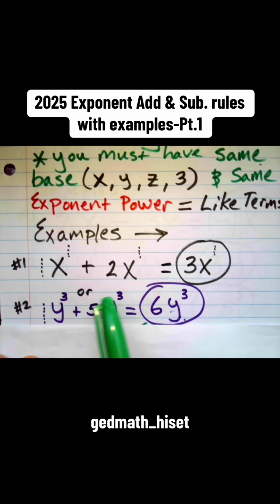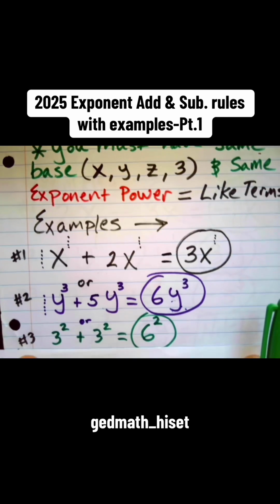And again, each of these y's has a power to the third power. Hey, these are like terms. Same base, y, and the same exponential power, 3. Now we can add or subtract these coefficients. What's 1 plus 5? 1 plus 5 is 6. And then y to the third power stays the same. It's attached to those coefficients through multiplication. So the answer here, 1y to the third power plus 5y to the third power is 6y to the third power.